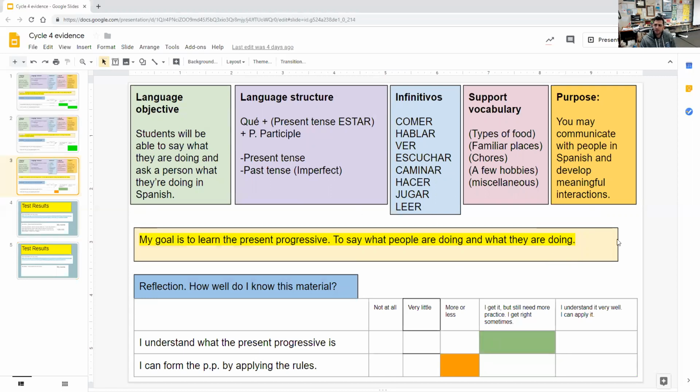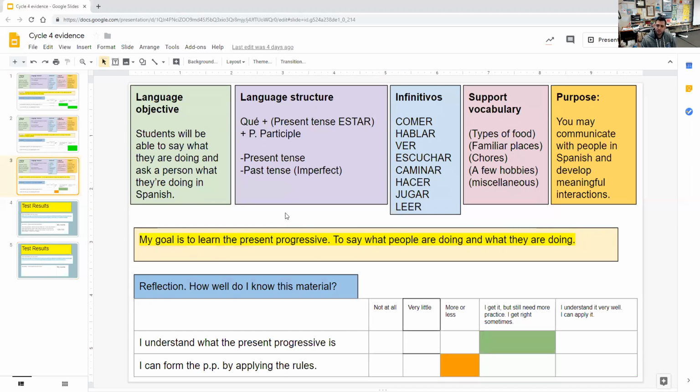So that was the first step: set a goal. It's a little repetitive, since I ask every day, what is your goal for this chapter? But it helps the student understand what they're doing and why they need to learn this. So what is the purpose? You may communicate with people in Spanish and develop meaningful interactions. So that was the first step, getting the students ready and setting goals for the future for this chapter.